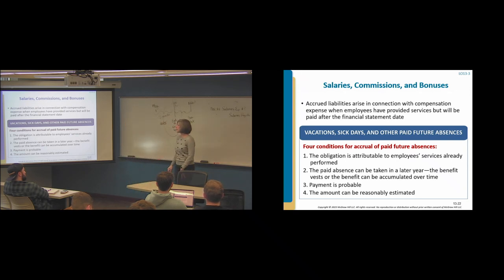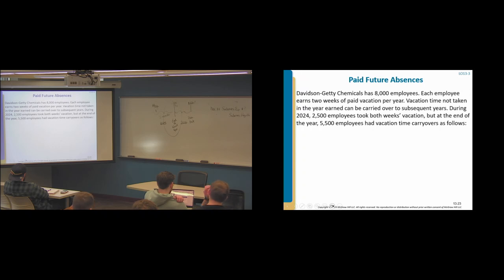Anyway, payment is probable. You're likely to get paid, obviously, and the amount can be reasonably estimated. It's typically based on your current salary, so those things are kind of easy, nothing to be too concerned about there. Here's an example. I don't really get into this too much with journal entries, but I do like to show you an example. Davidson Getty Chemicals has 8,000 employees. Each employee earns 2 weeks paid vacation per year. Vacation time not taken in the year earned can be carried over to subsequent years.